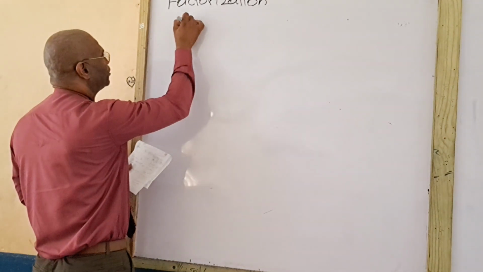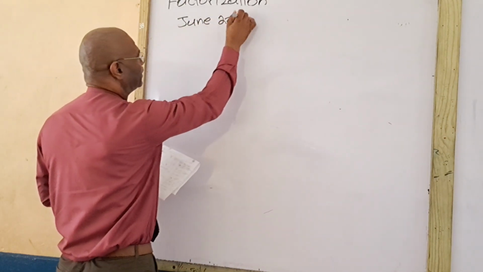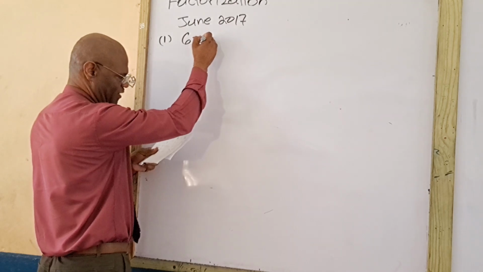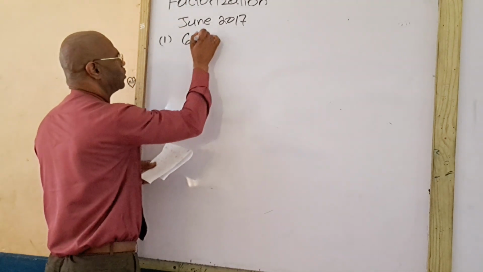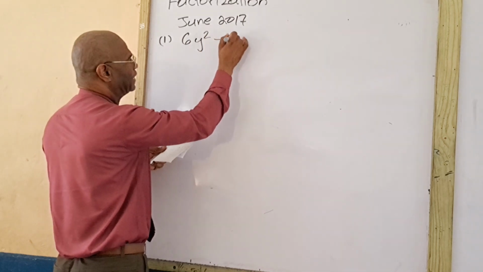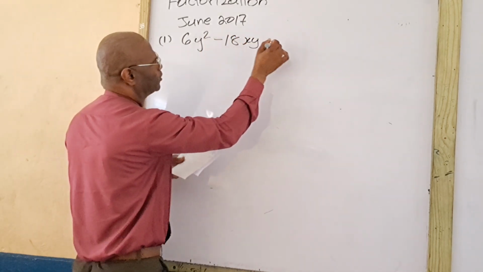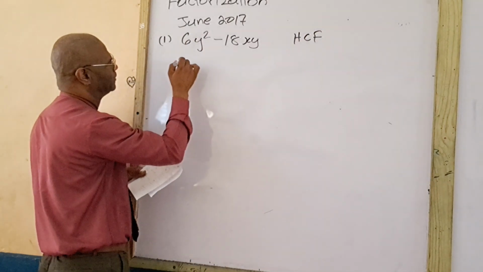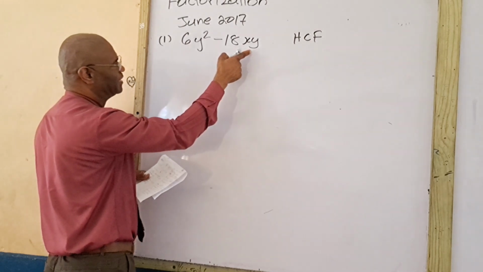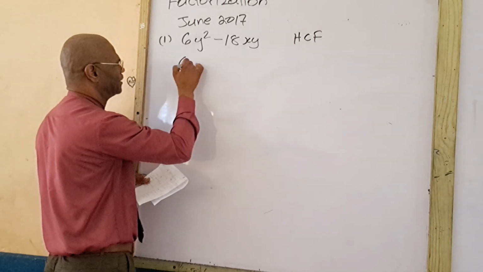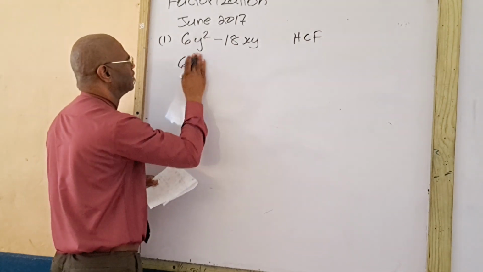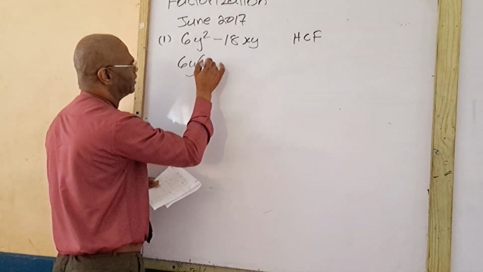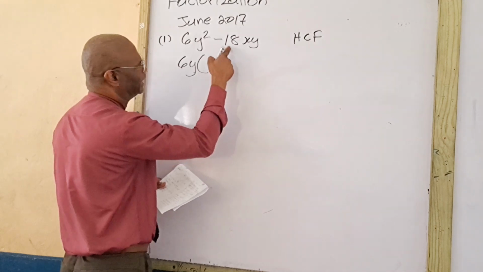So this is June 2017, and we have 6y squared minus 18xy. With this one we use the highest common factor. The highest common factor of 6y and 18. So 6 can go into 18, so 6. Y is also common. So 6y into 6y squared is y, minus 18.